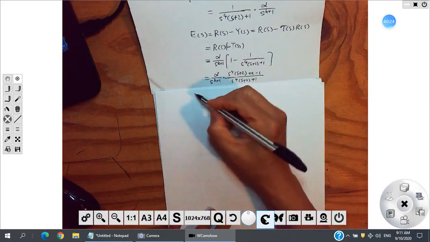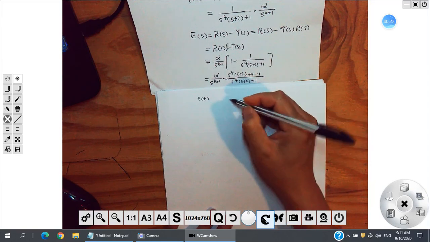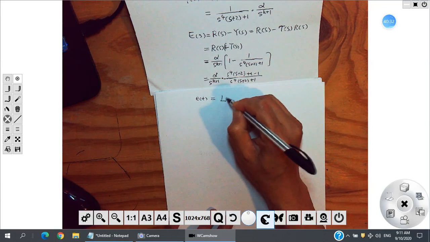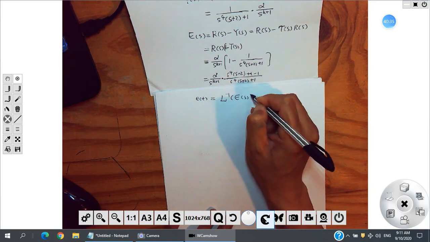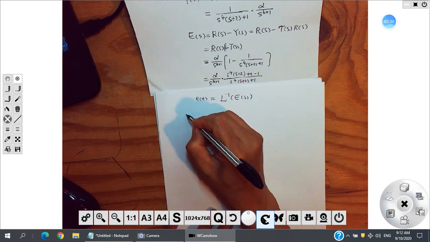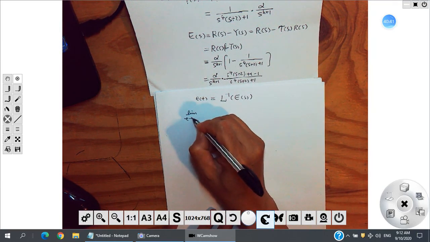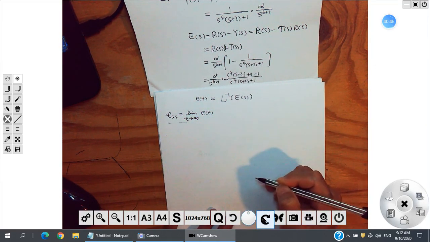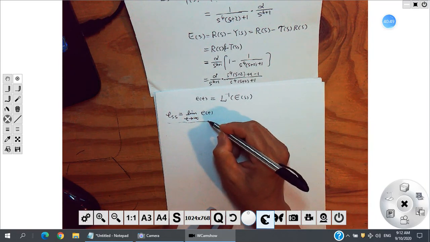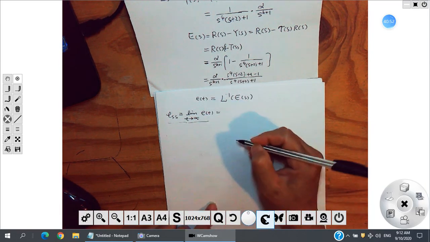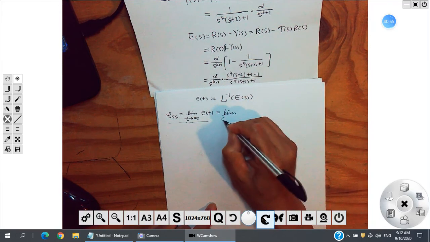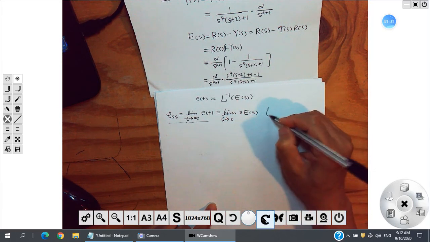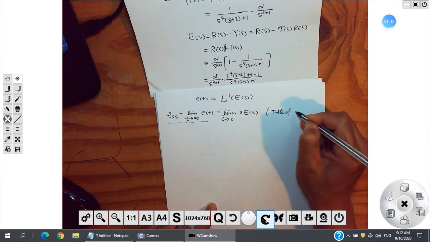Then what is e(t)? Here you will see, if you want to find all of e(t), you need the inverse Laplace transform of E(s). But now we only need the limit when t goes to infinity of e(t). This is e_ss, the steady-state error. We only need this. And what is this one? We have a property for the Laplace transform: this equals the limit as s tends to 0 of s times E(s). You can check the table of Laplace transforms.